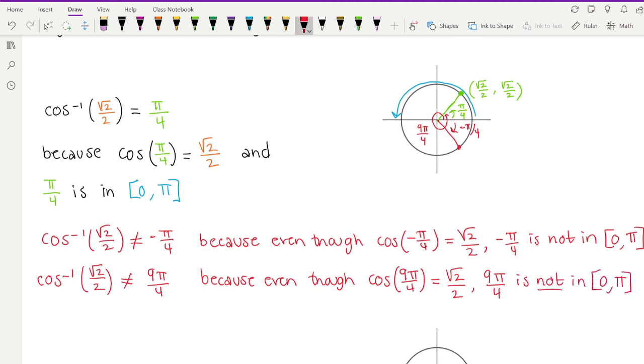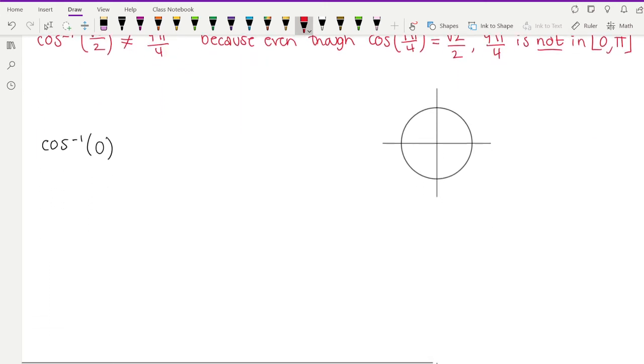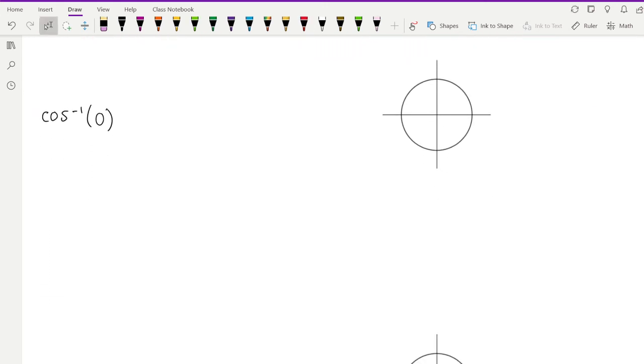It's not between 0 and pi, and so it just doesn't work. So basically it's asking you to work backwards, but with this extra restriction is the way that you can think about these.